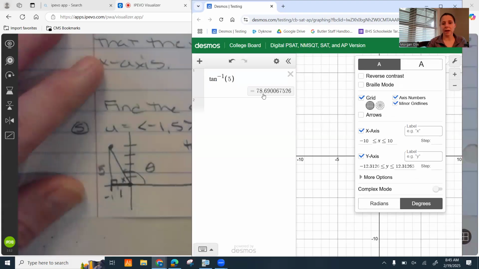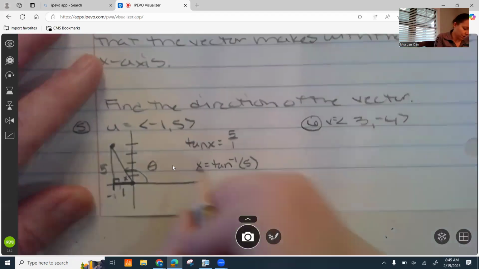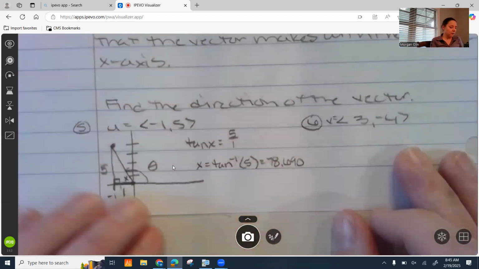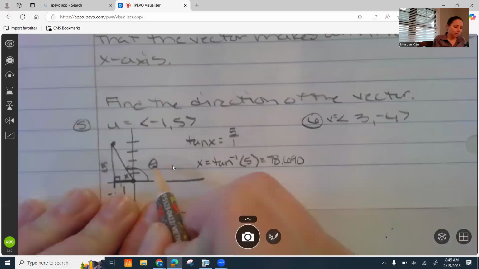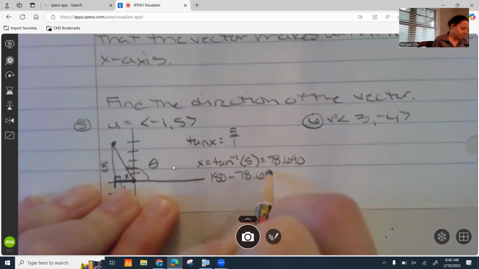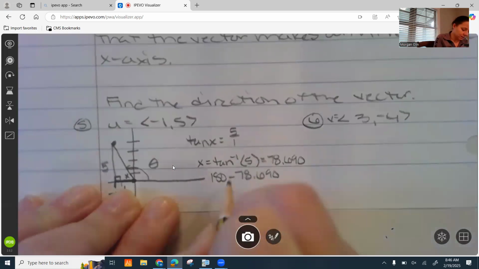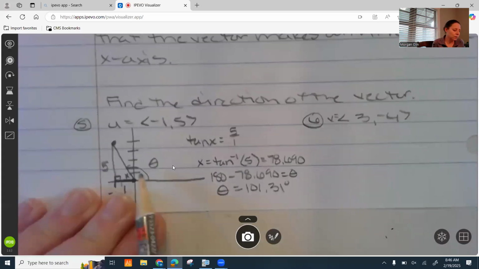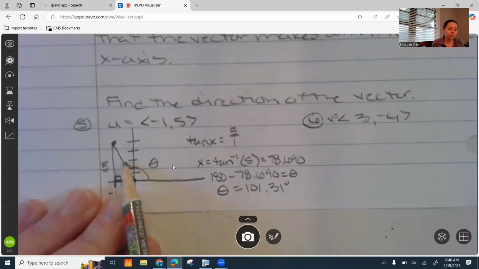So if you notice, it's 78.690. That's what x is. So how am I going to figure out theta? It's just 180 minus that right there. When I come up with that, that's going to give us theta. So theta equals, if I throw it in, the degree of theta is 101.31. Let that make sense. We know in the first quadrant that's 90, and then it's going to go a little more. So yes, that value does make sense.